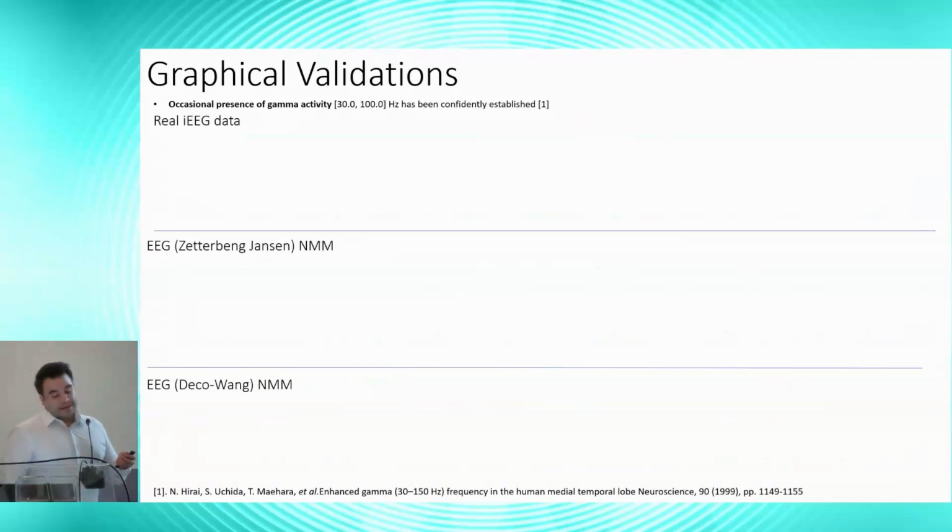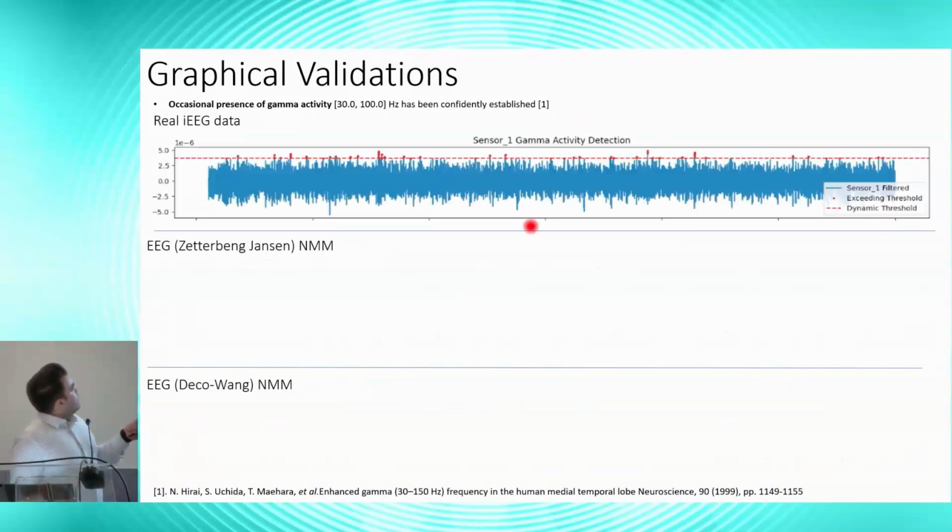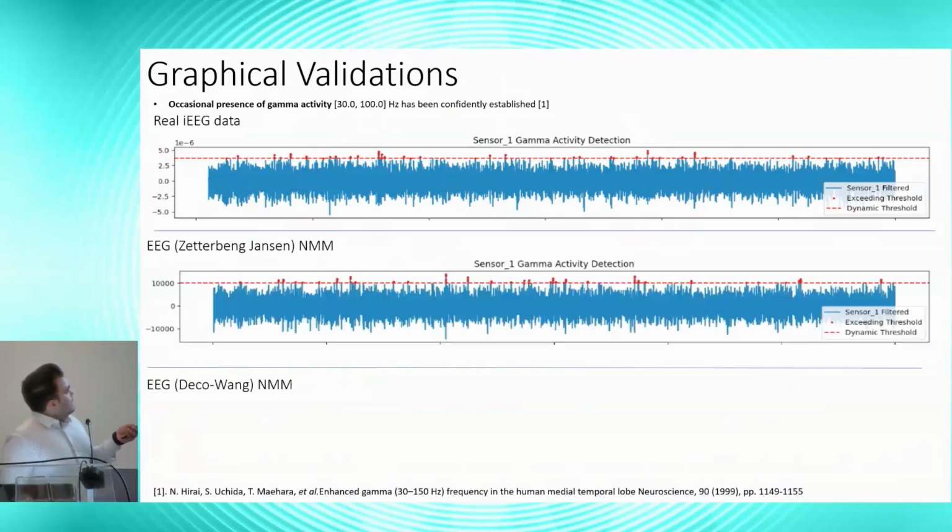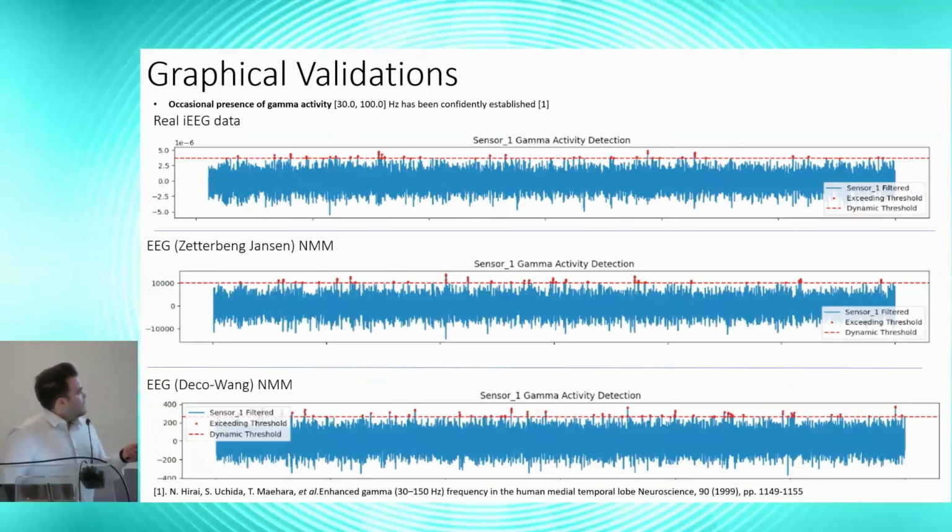The next one is occasional presence of gamma activity. Gamma activity is defined between 30 and 100 hertz. So we can see them randomly, occasionally appearing in the spikes in the real data set. We can observe a similar behavior in the simulated data sets.